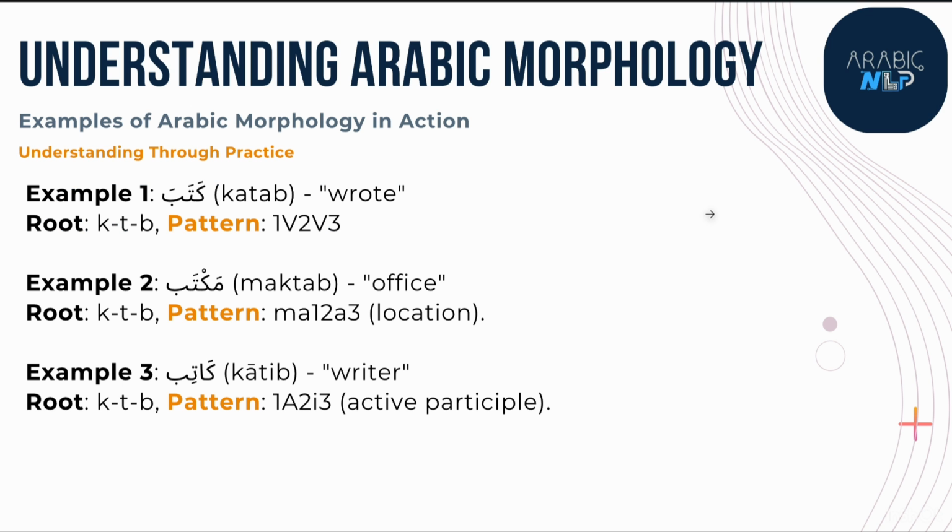Now we can understand through practice. This word kataba, which means wrote, for example, is used in the past tense, and the root is kataba. Here we have maktab, which is office, and the root is also kataba, and katib, which is the writer, and the root is also kataba. So the root KTB, related to writing, forms many words by fitting into different templates. Here we have the verb, here we have the location, and we have the person who is doing this.